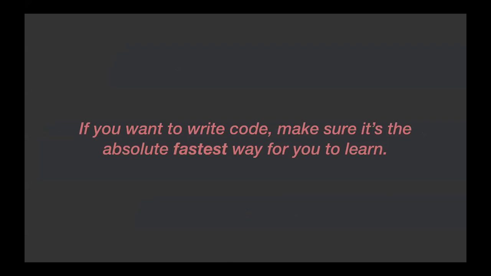So if you want to write code, make sure it's the absolute fastest way for you to learn. Just like I was saying earlier, you can write code. That's your tendency. That's what you most likely want to do, regardless of what I tell you today. And when you do that, you want to make sure it's the fastest way to learn. That's how I approach it. I wait till writing code is the fastest way to learn, and then we write code. What that means is we're doing things before we write code.